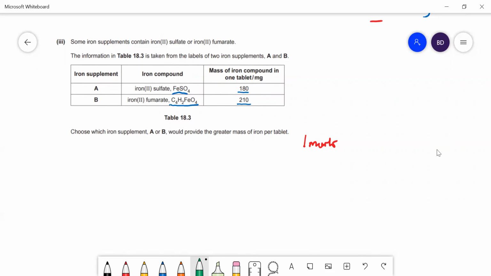And so they're going to have roughly similar MRs. You can't tell one is definitely heavier than the other, and they've got roughly similar amounts of compounds. So you can't just say, oh, that one's got a lot more compound with a smaller MR. So we need to work them out. Let's do the first one, supplement A.